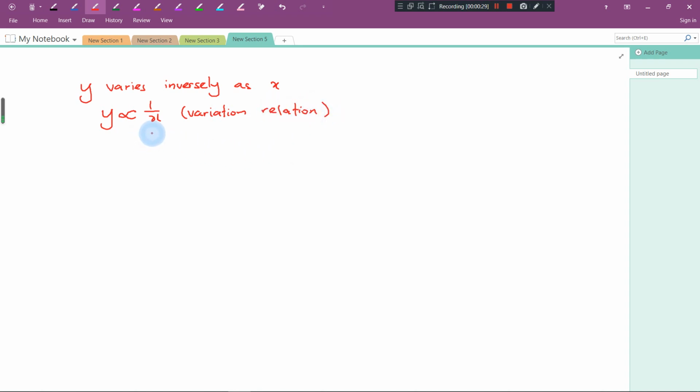If you want to write in equation form, we use an equal sign and just add a k in front of this 1 over x. This is the equation form. If you don't want to write it this way, you can actually write another way, which is y equal to k over x.